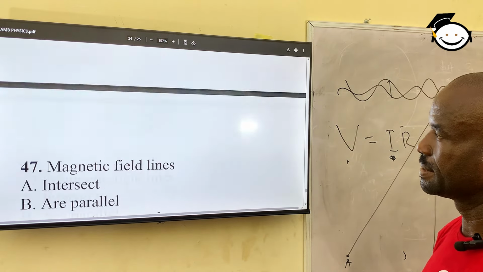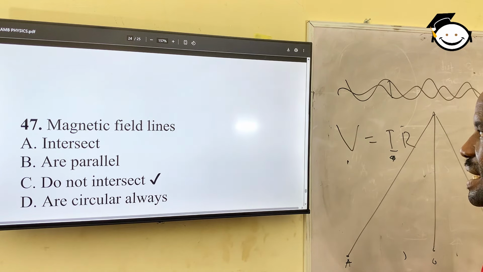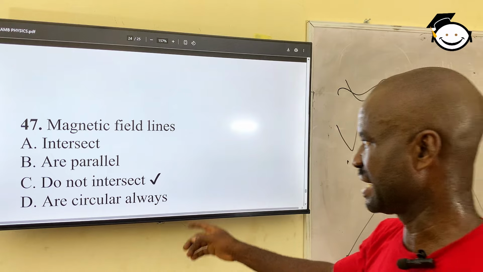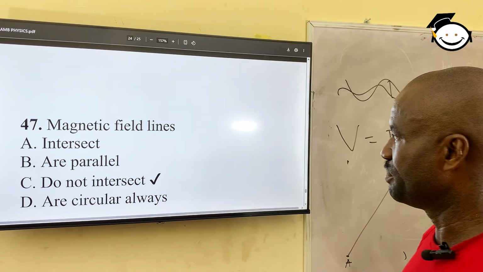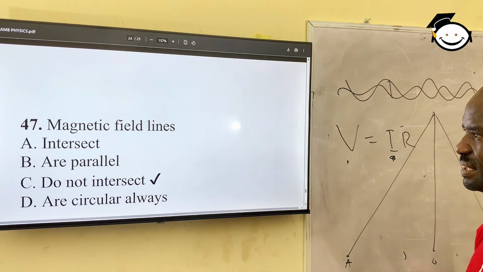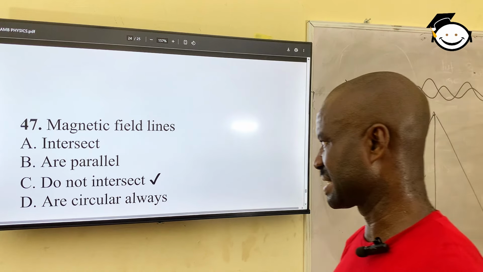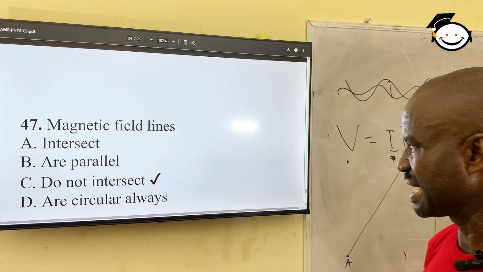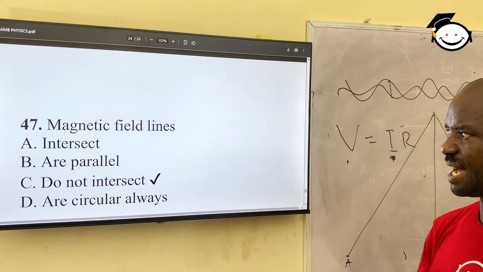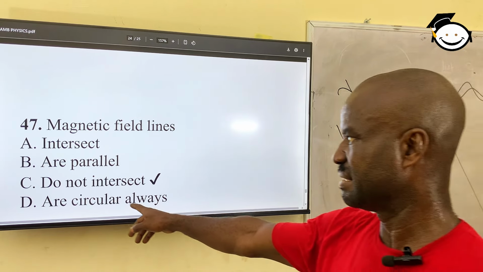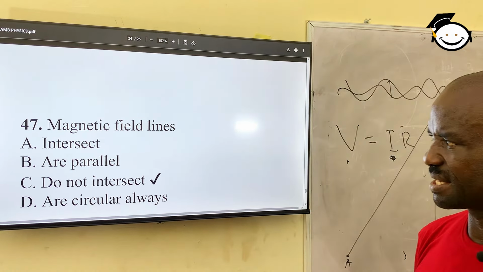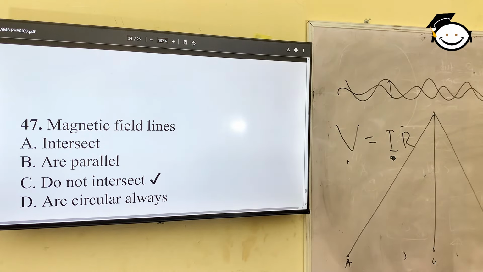47. Magnetic field lines. A, intersect. B, are parallel. D, do not intersect. They are circular always. They do not intersect. Magnetic field lines do not intersect. The correct answer is C. They do not intersect.